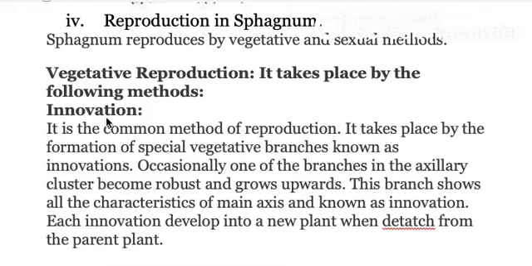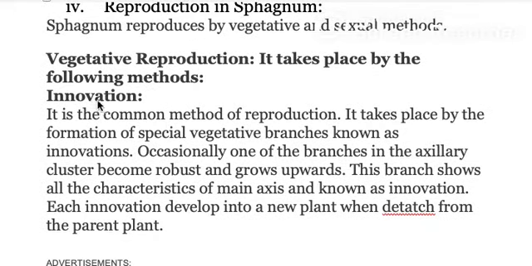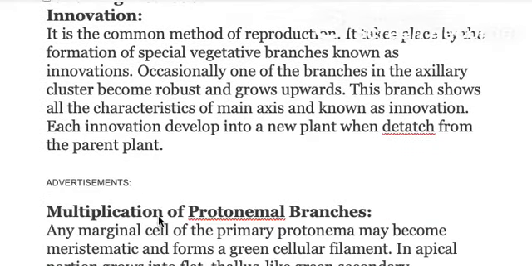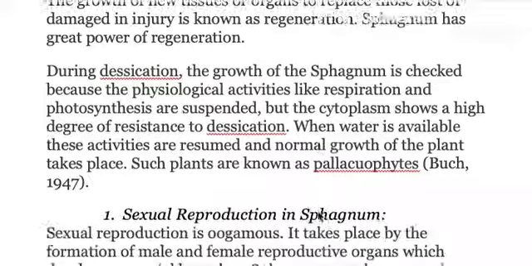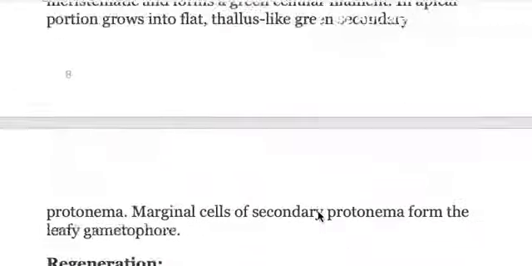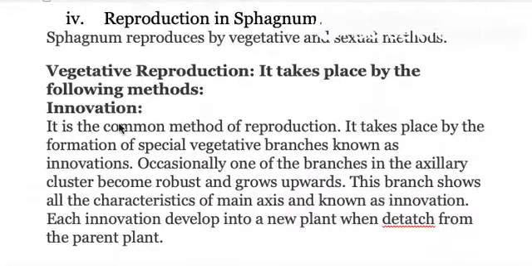The vegetative reproduction takes place in the following ways. We have innovation, multiplication of protonemal branches, and regeneration. So, under vegetative reproduction, what are the three methods that you have?